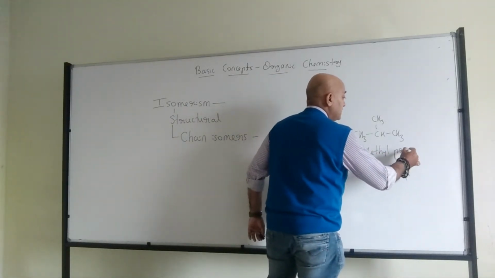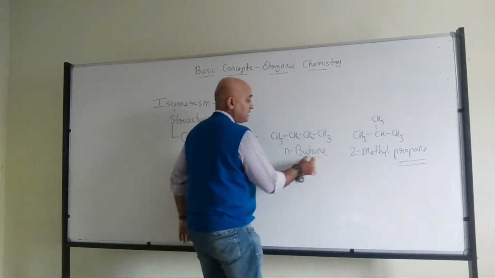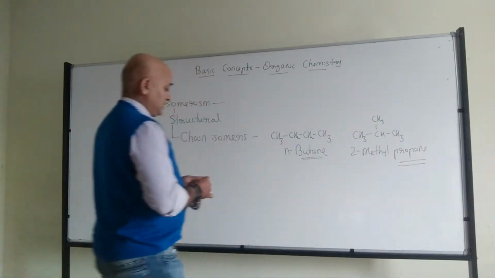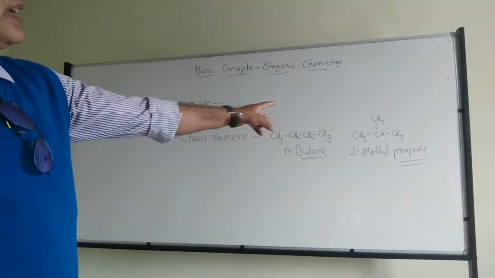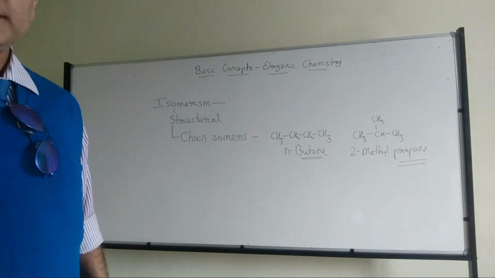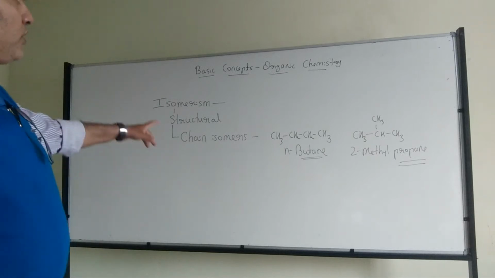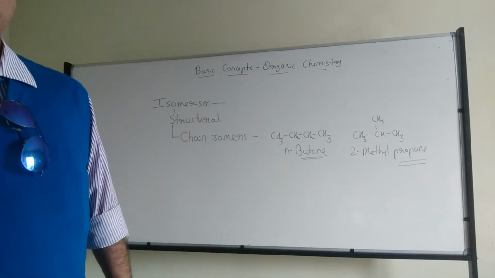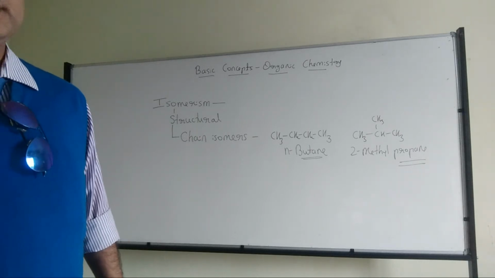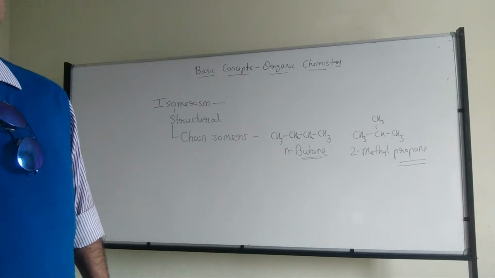2-methyl propane. Now see the difference. Here it became propane, but here it is butane. So that's why it is called chain isomers, because their parent carbon chain will be different, but the molecular formula will be the same. So therefore, they are called chain isomers. Fine? All of you got my point?